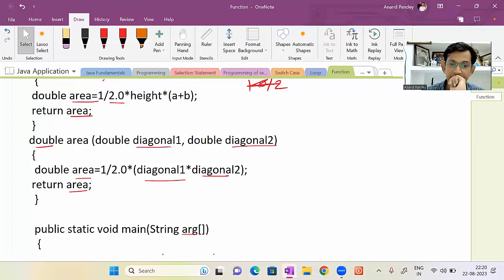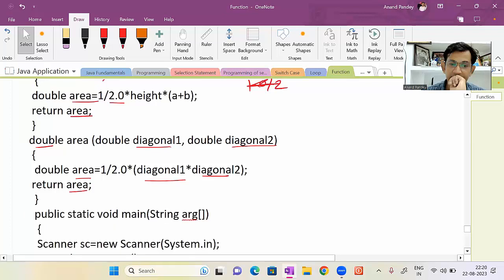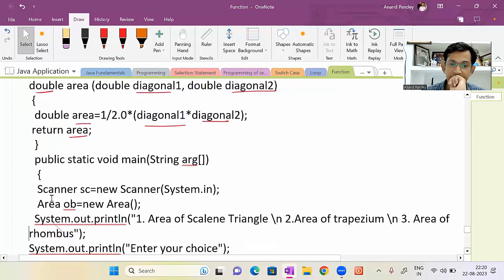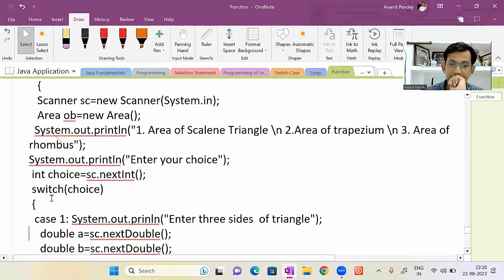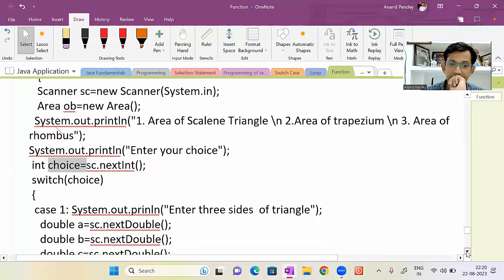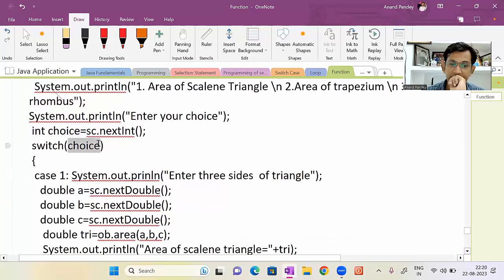Okay, but here I'm writing the complete program, so that you can type it in the computer and execute. That's why I'm writing the complete menu driven program. In the main function I have given the menu: 1 for area of scalene triangle, 2 for area of trapezium, 3 for area of rhombus. The user will enter the choice. If he enters 1, the value of choice will be 1, which means calculate the area of scalene triangle. So if choice equals 1, case 1 will happen, and we enter the 3 sides of the triangle. We are taking input and we are calling the function area.